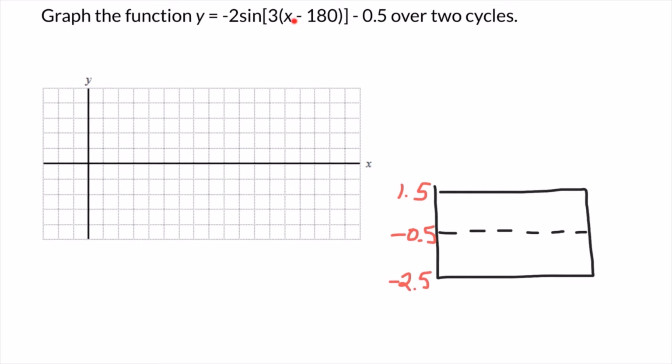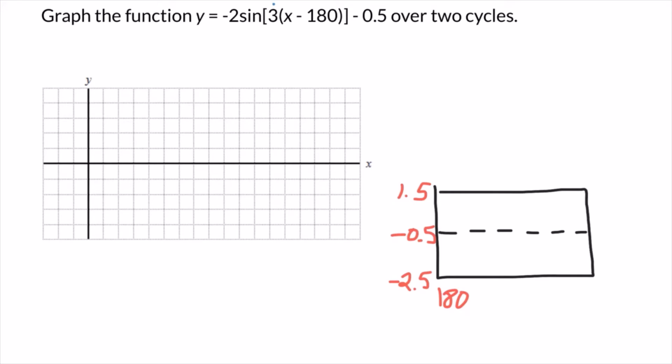In the equation, I have this right here, x minus 180. This 180 refers to my horizontal shift, or my phase shift. That means instead of starting at 0, I'm going to be shifting to the right 180 degrees. That means my horizontal starting position is 180 degrees.